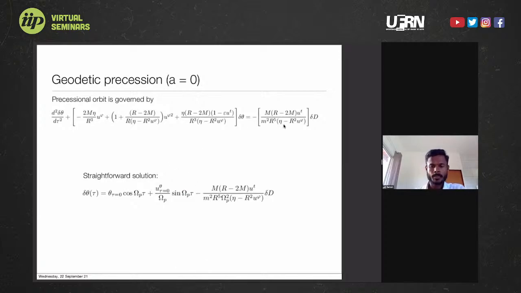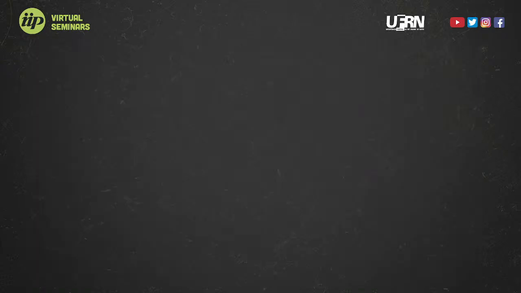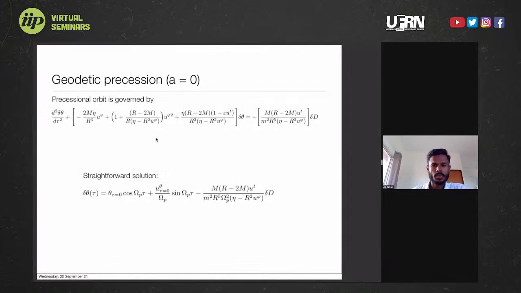So after all, if we forget the right-hand side, this is nothing but a simple harmonic oscillator, right? Which is very easy to solve, and even with the right-hand side, it is not very difficult. This is just a constant shift del t. Therefore, the straightforward solution for this complete equation is given as del theta as a function of tau, as given here, where theta at tau equal to 0 and u theta at tau equal to 0 are nothing but the initial position and the initial angular velocity at the beginning time tau equal to 0.